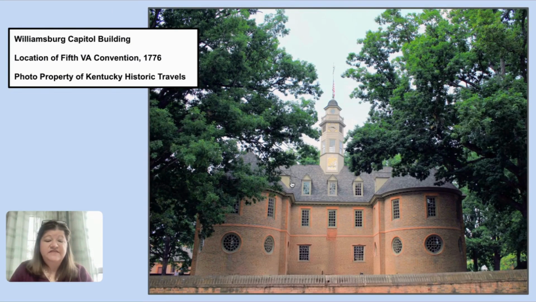Now, in 1776, due to some medical issues, James Madison left the militia to serve in the 5th Virginia Convention, which created Virginia's first constitution. And then also, Madison added to Virginia's Declaration of Rights. And here is a picture of the Capitol building in Williamsburg, where the 5th Virginia Convention actually took place. And this is in Williamsburg.